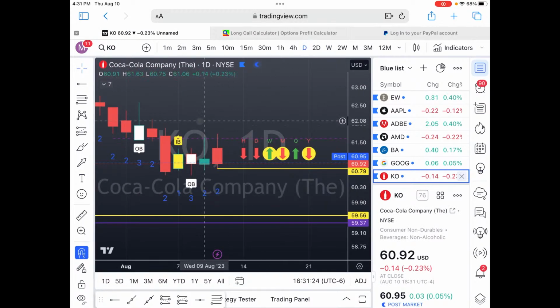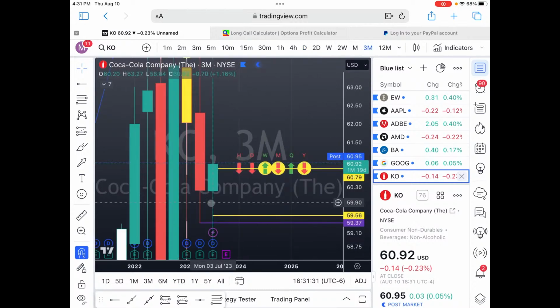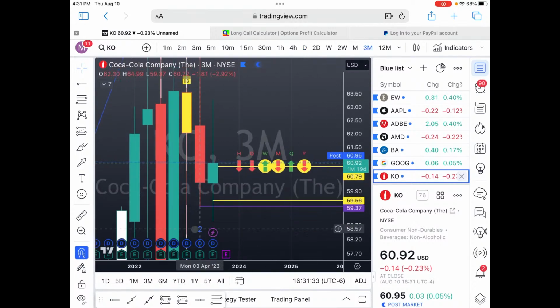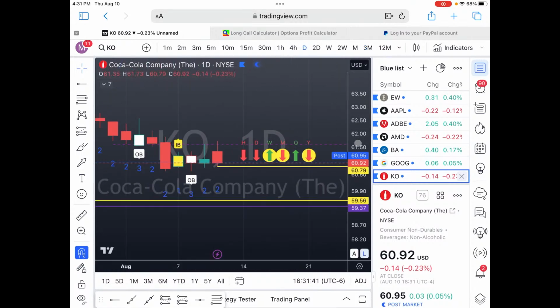We move on to Coca-Cola, 2 up red. We look for the puts there at $60.79. You notice the purple line at the bottom. Okay, we've already broken through to go 2 down on the 3-month chart. Okay, so we'll pay attention to that one as well as it develops throughout the next few months to see if we can recapture that trigger.